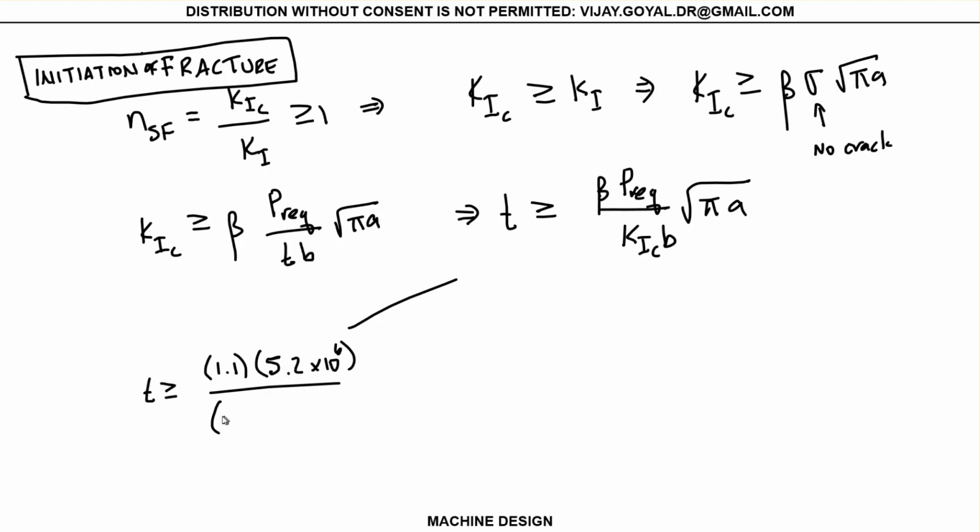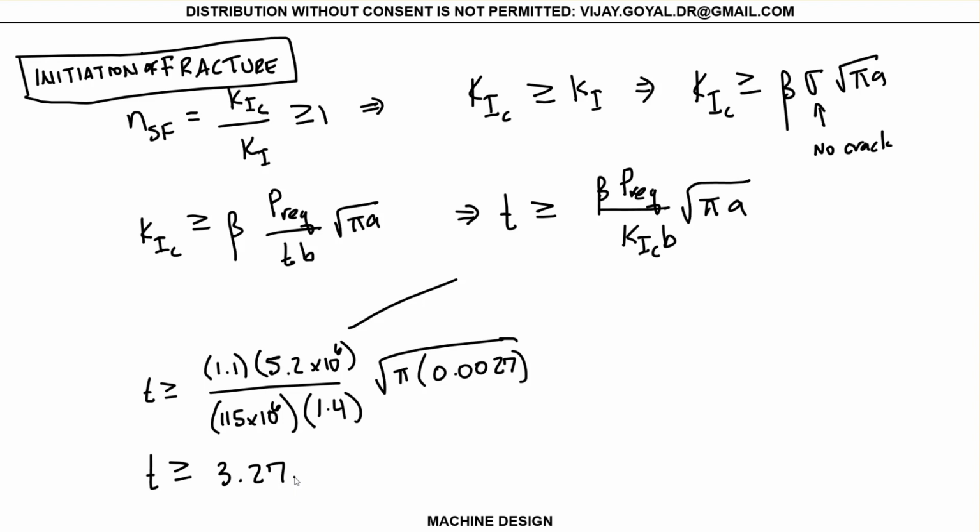So KIC will be 115 times 10 to the 6. This value is B. B will be 1.4. And this is square root of pi. And please note that I have to put this in meters. There has to be a conversion, otherwise you're going to get an error. So if you do this, you find the thickness is actually equal to 3.27 millimeters. This is the minimum.